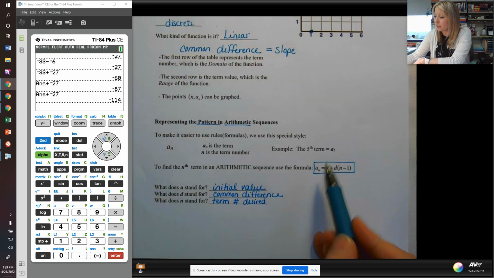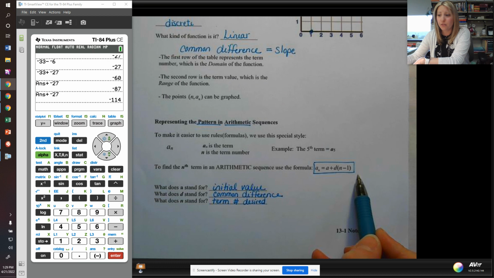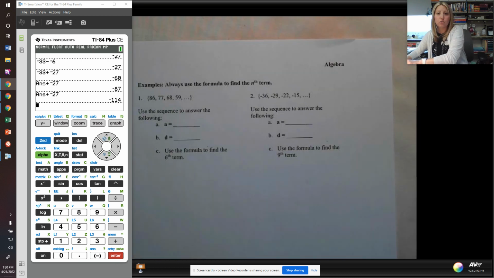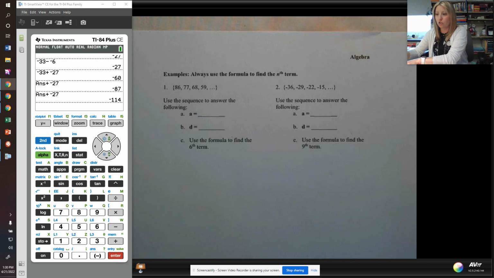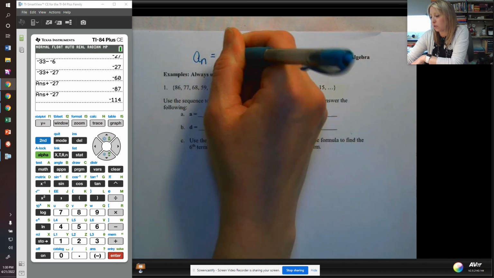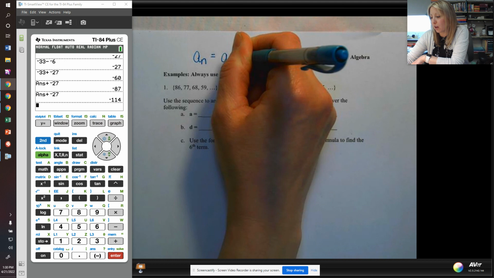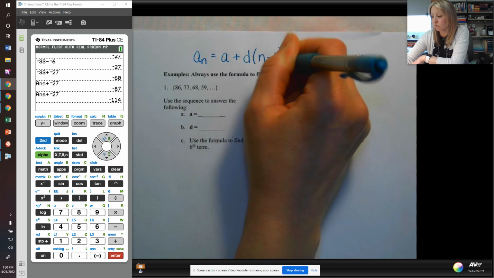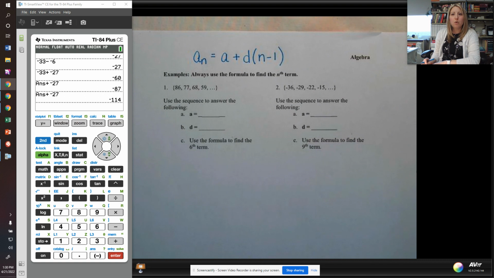All right, so let's apply this. What I'll do is rewrite this formula on the next page because it really isn't written on this page. So right up here at the very top, let's start by doing that. A subscript n equals A plus D times n minus 1. Okay. Now let me use that in the first example to find the sixth term. You use that in the second example to find the second term.